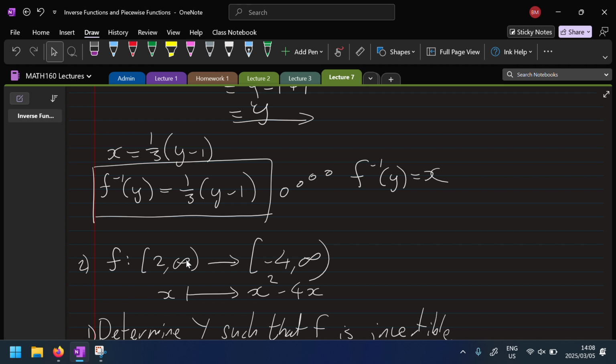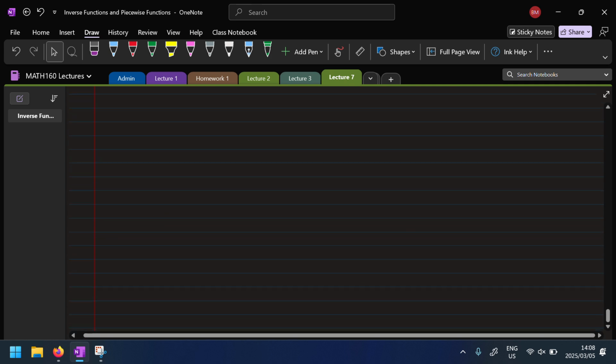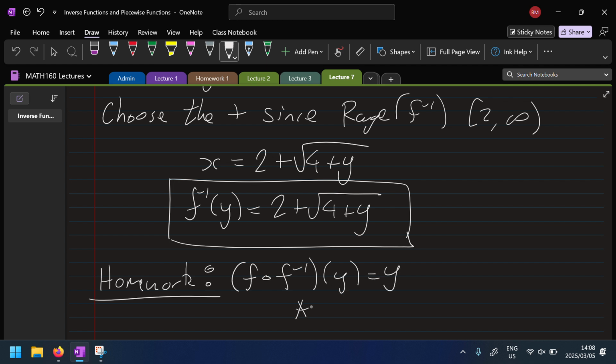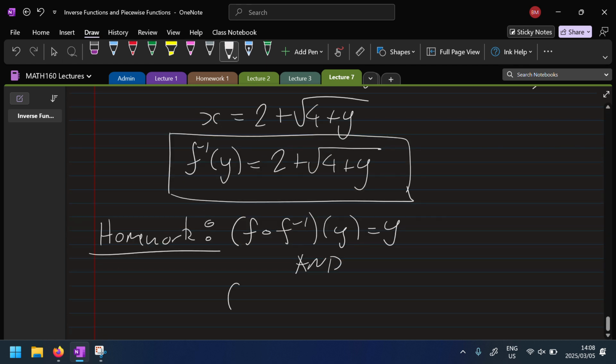All good. Okay. Then homework on this. Okay, I encourage you to do the homework, right? Remember class test 1. Okay, so we have f of f inverse of y is y, and f inverse of f of x is x. Please check these two. Okay, we all know how to do composition now.